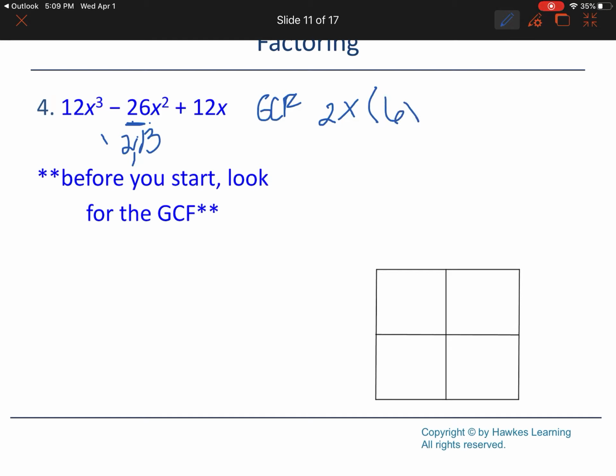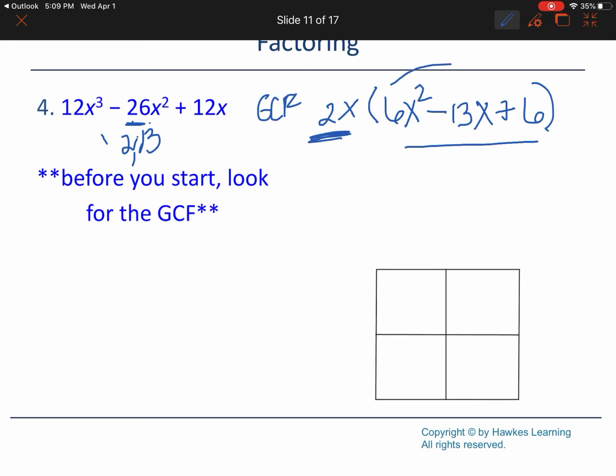So we have 6x squared minus 13x plus 6. So now this is partly factored, and we don't want to forget our 2x. But this part, we have to keep factoring, okay? So that's the part that's going to go into our box to get factored.